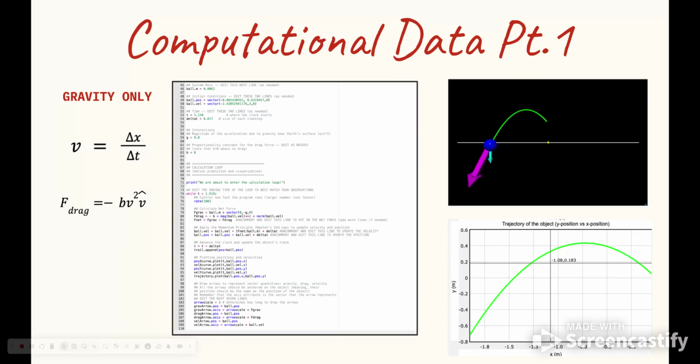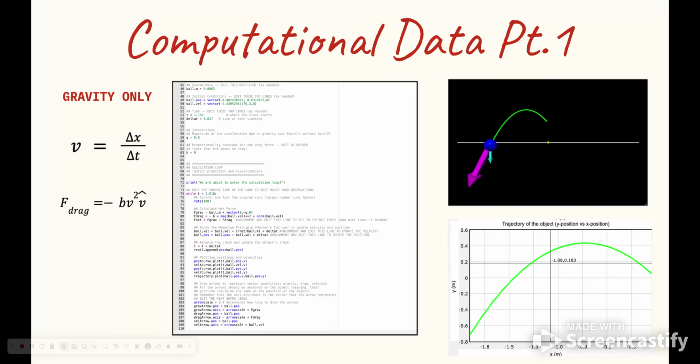Now for the computational data, since the goal of our lab is to analyze how the force of drag affects motion, we're going to create two models, one that includes drag and one that does not. When we compare these models to our actual experimental data, then we can see which is more accurate. So in my code, the initial position is taken from Tracker at time 0, and the initial velocity is calculated using the first two data points.